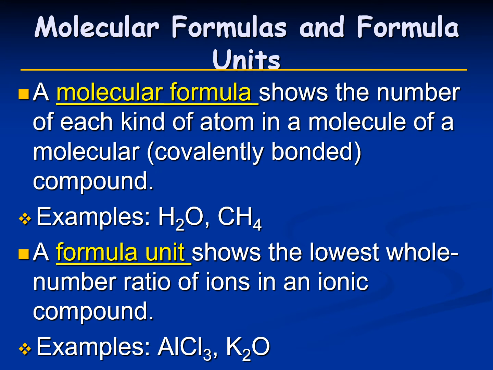For example, aluminum chloride, AlCl3, tells us that aluminum must have 3 times the charge of a chlorine, because you need 3 chlorines for every aluminum. Potassium oxide, on the other hand, you need 2 potassiums for every oxide ion. So oxygen must have twice the charge of potassium.